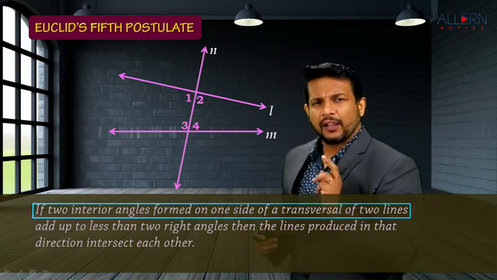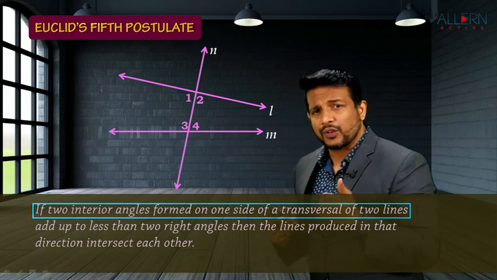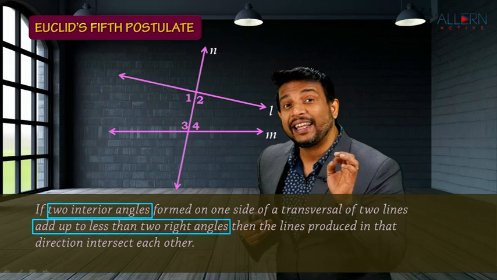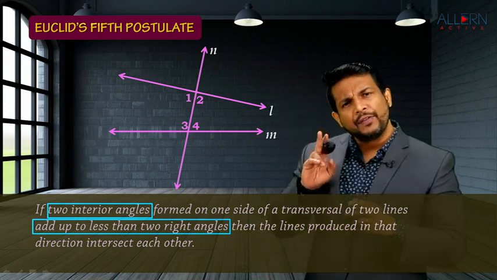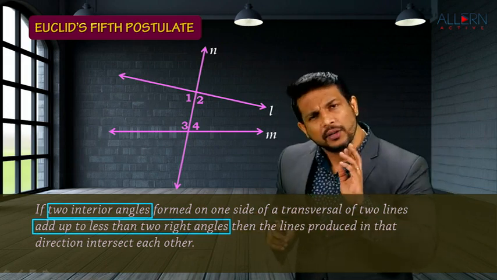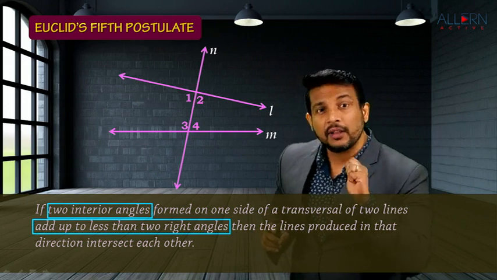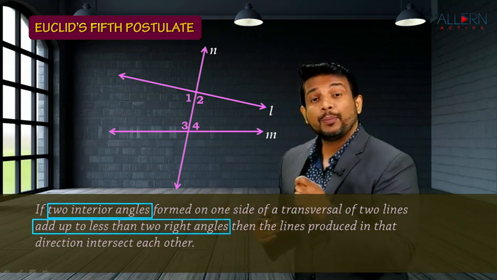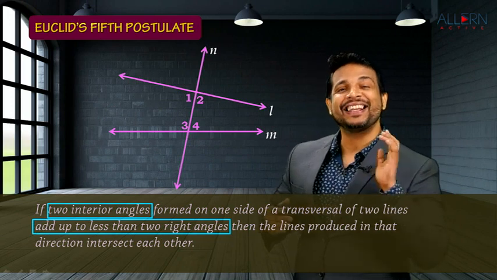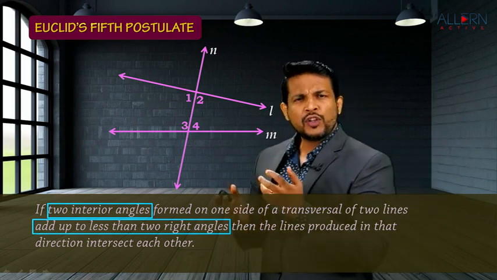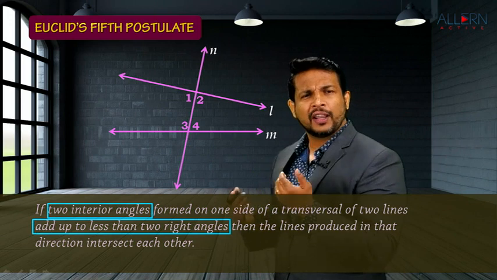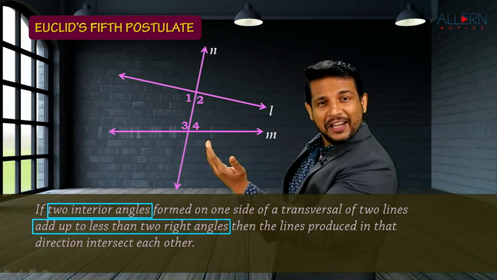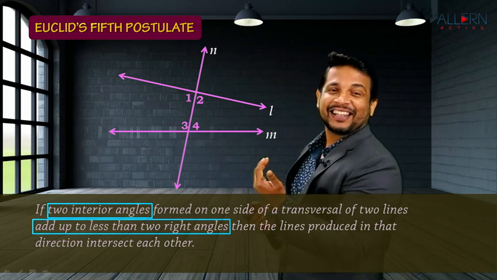If two interior angles formed on one side of a transversal of two lines add up to less than two right angles. When we say two right angles, one right angle is how much? 90 degree. So two right angles means 180 degree. So what does that statement mean? Add up to less than 180 degree. Now which one do you feel? Which pair of interior angles do you feel, when you take, its sum would be less than 180 degree? It's obviously on this side, the right hand side of the transversal.